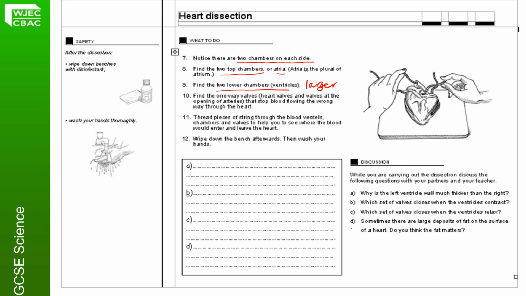And I've just got 4 questions here, A, B, C and D, to see if you can answer. Why is the left ventricle wall much thicker than the right? Which set of valves closes when the ventricles contract? Which set of valves close when the ventricles relax? And why are there sometimes large deposits of fat on the surface? Do you think it matters? Pause the video, see if you can answer those questions. They are on page 9. And then I will go over the answers.